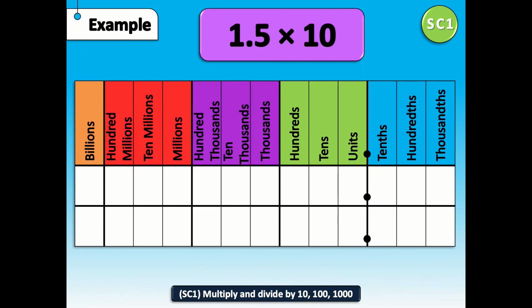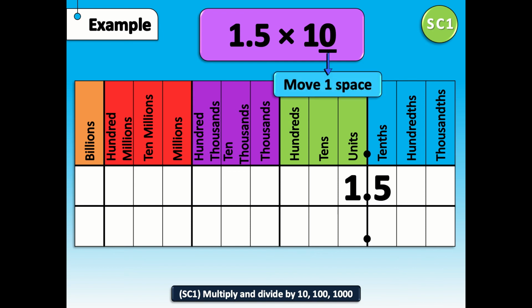So when we want to do 1.5 times by 10, we've got 1 unit and 5 tenths. So because we're timesing by a 10, which has 1 zero, everything moves 1 space forwards. So the 1 and the 5 both move 1 space forwards. So the answer is 15.